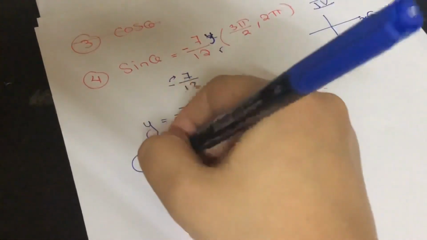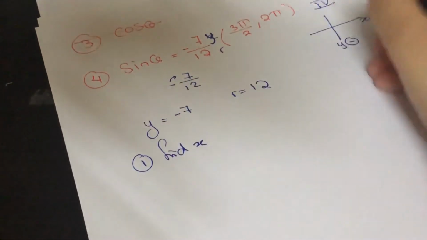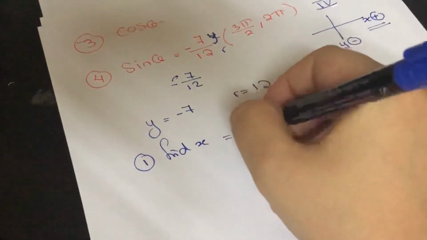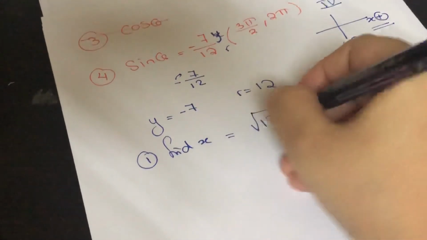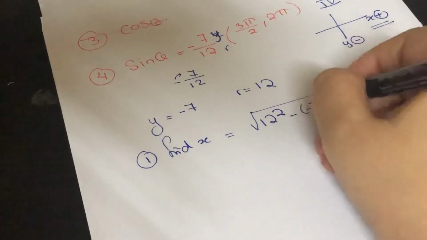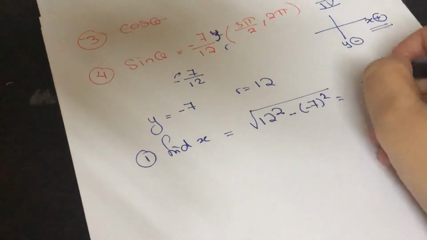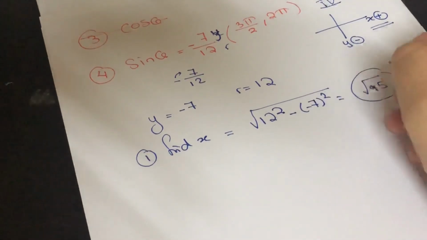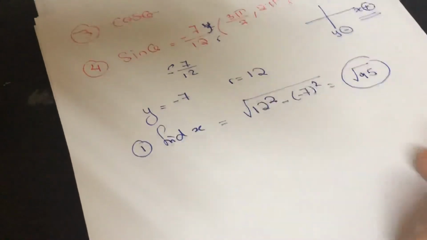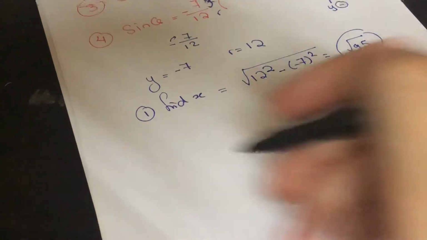So now I know y is equal to negative 7, r is equal to 12. My first step is to find x. And I know x is positive in this quadrant. It will be root of 12 squared minus negative 7 squared, and that is going to give you root of 95. I do not need you to change this to any decimals or approximate it. Leave it as it is.